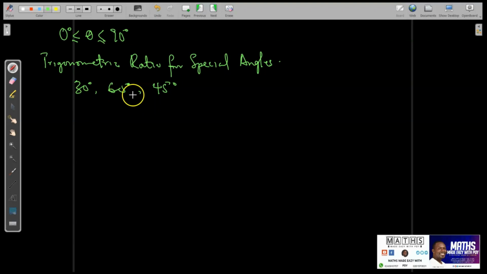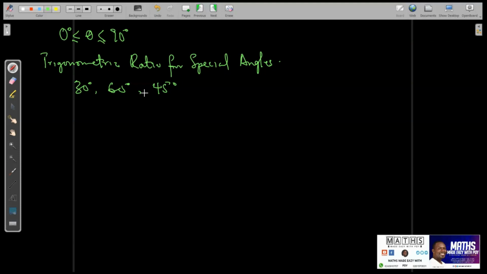Even though your calculator can give you the answer straightforwardly, it is advisable to know them off head because sometimes the question may demand that you answer without using tables or a calculator. You should be able to get to know them.